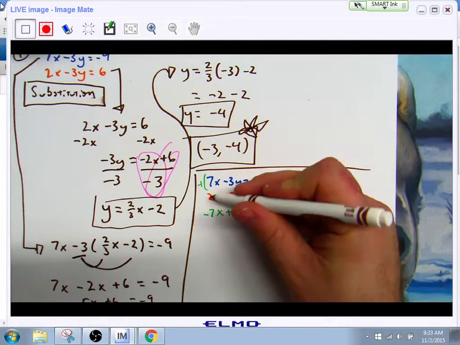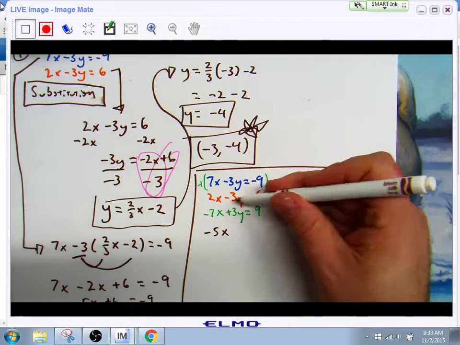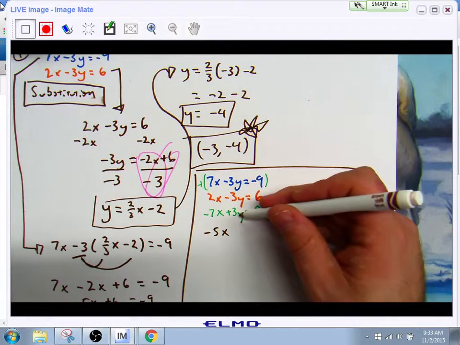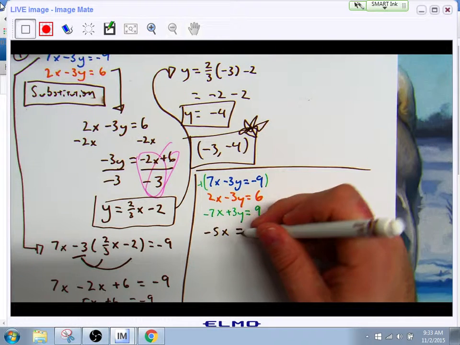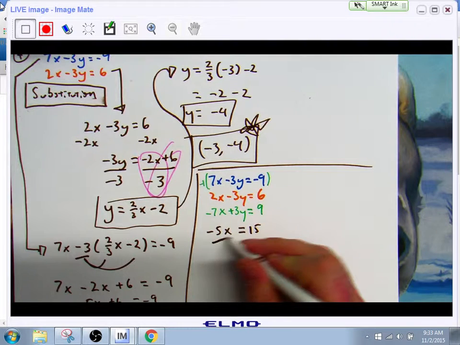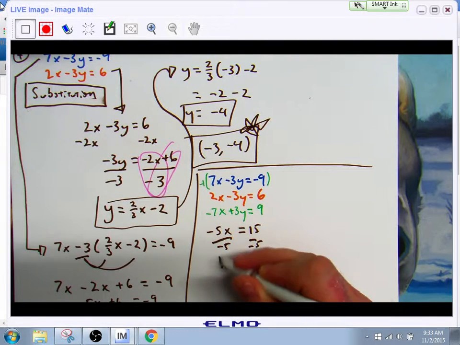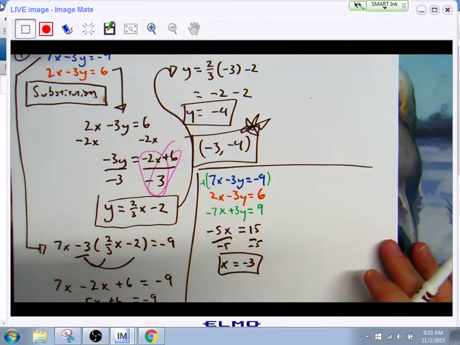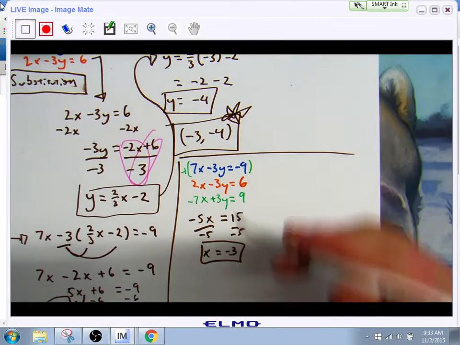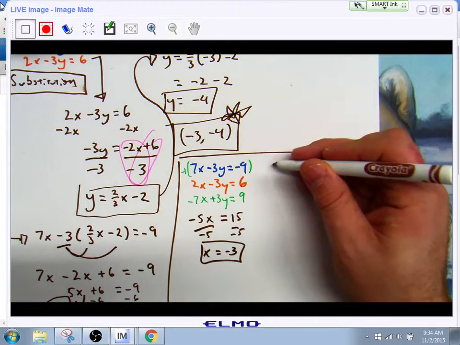Combine my terms. 2 minus 7 is negative 5x. Negative 3 plus 3 is 0, so I'm not going to write anything. 6 plus 9 is 15. Divide by negative 5. X equals negative 3. Sure enough, that checks out with what we did before. Take negative 3. I'll plug it into the blue equation.